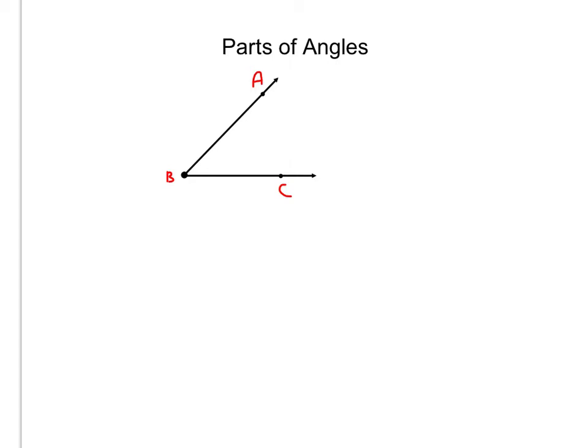Okay, every angle is made up of two rays. Notice this is ray B to A and ray B to C. Okay, starts here, goes on forever this direction, and this starts here, goes forever that direction. And they join together to make what we call an angle. Now, important thing about angles is the point where the two rays meet right here, that is called the vertex of the angle.